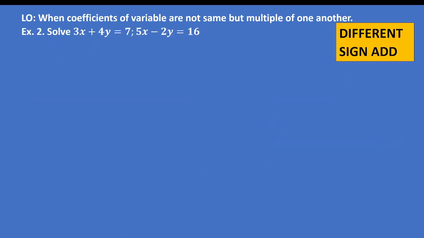This is the last example of the silver category. So as usual, before doing anything, we will label our given equations as equation number 1 and equation number 2. Now let's focus here, 3x and 5x are not the same term, so forget about it, and then 4y and 2y. These are also not the same, however they are multiples of each other. This 4y is a multiple of this 2y.